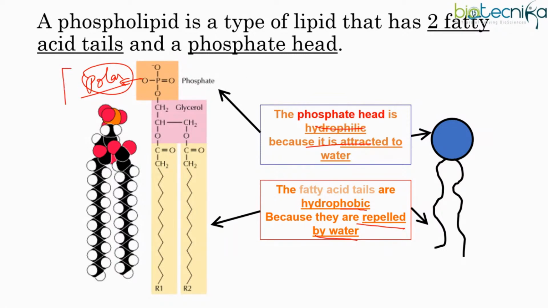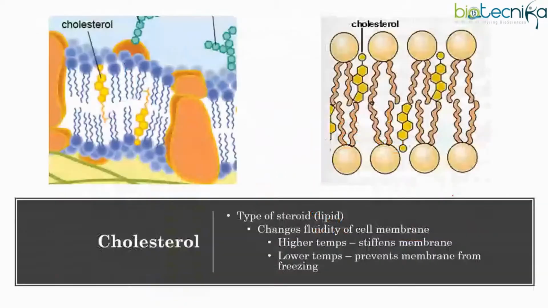This is a phospholipid structure. What you actually draw like this, the structure actually looks like this. The head is the polar group and the tail is the non-polar group. Got it? Then cholesterol, a type of steroid. It's a type of steroid, it's a lipid. It affects the fluidity of the cell membrane.